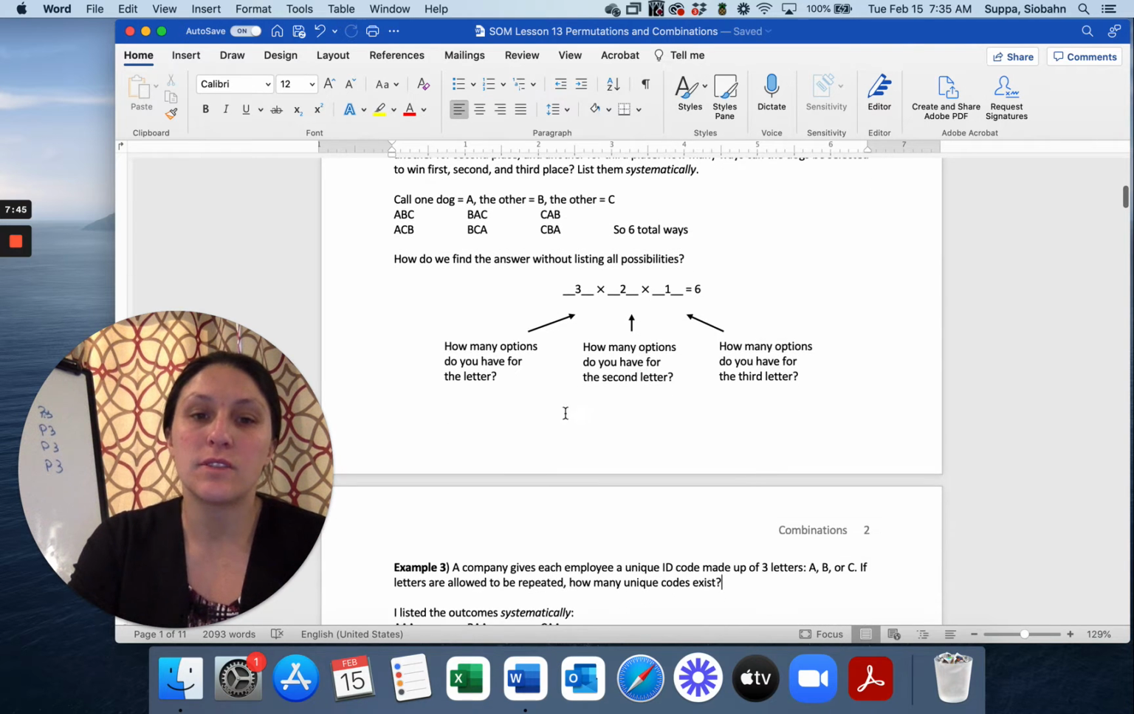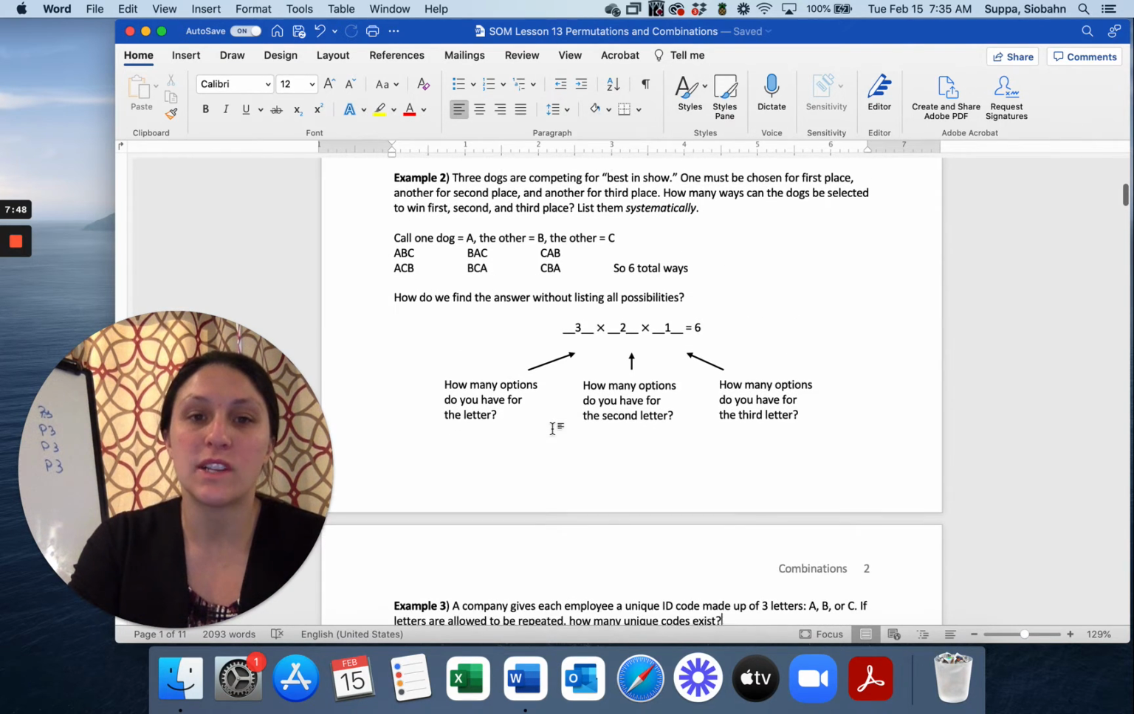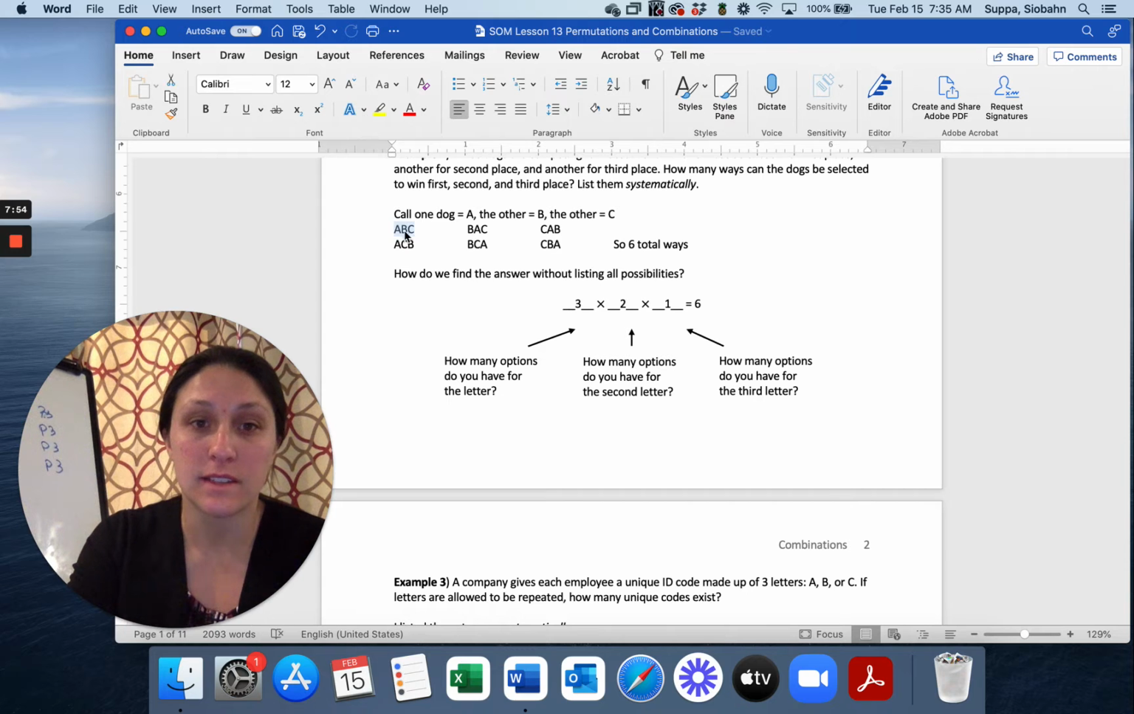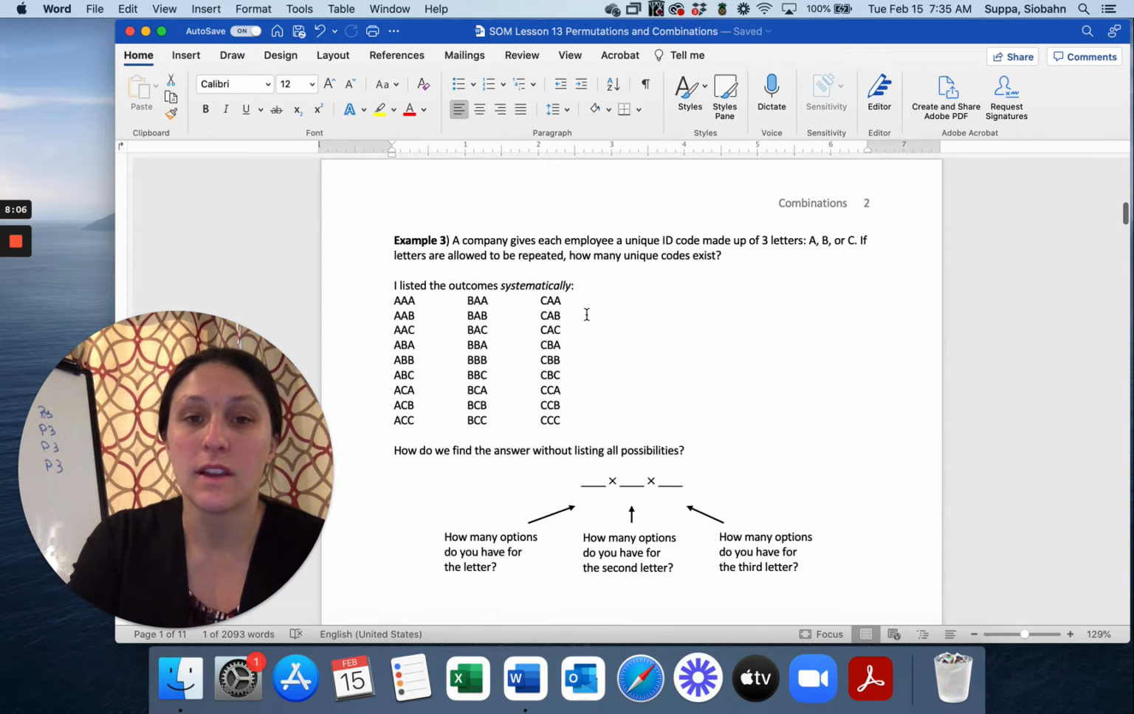So these 2 problems, example 2 and 3, these are permutations because order matters. The order of the dogs winning matters because A, B, C means A won first, B won second, and C won third. That's different than B, A, C. This shows B won first, and A won second, and C won third. So order clearly matters here. When you're talking about an ID badge, order matters here as well, right? If we all have ID badges, AAB would be different than BAA, right? So those are different.